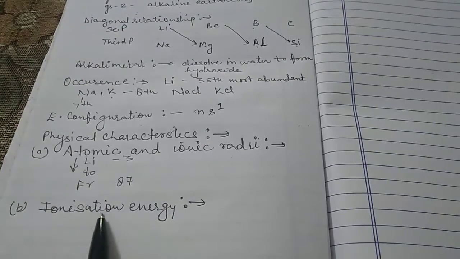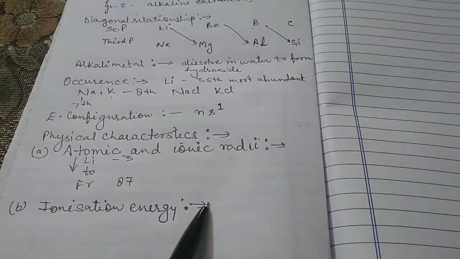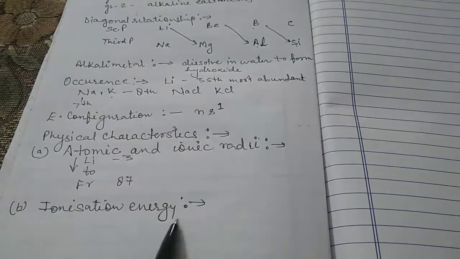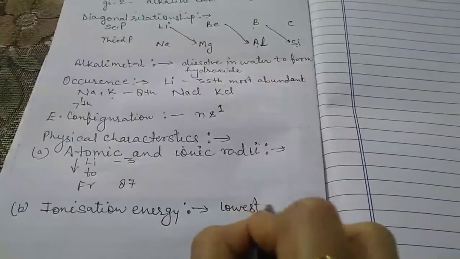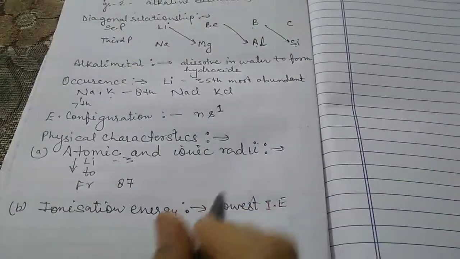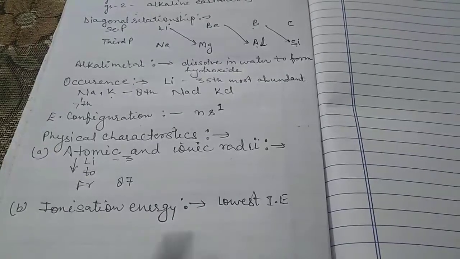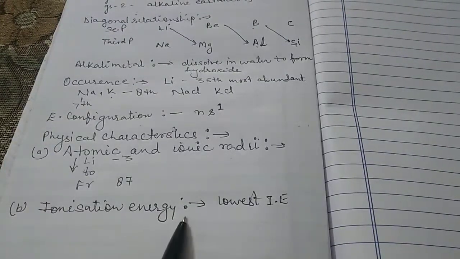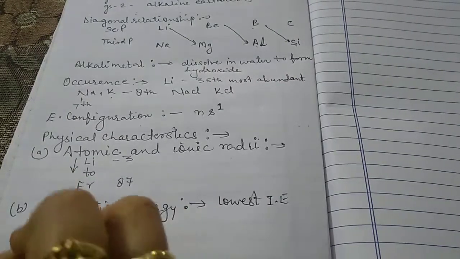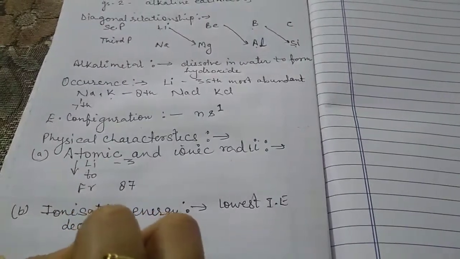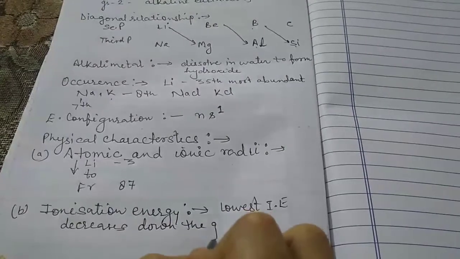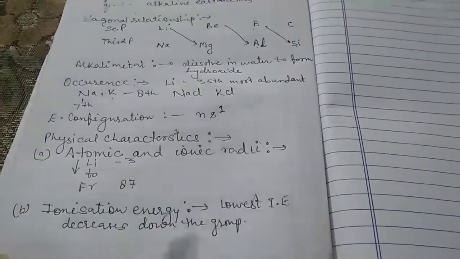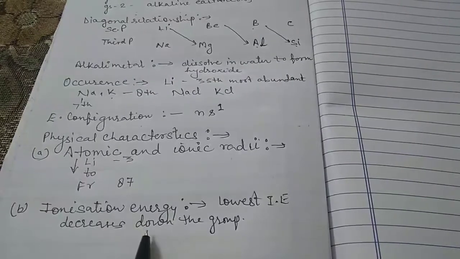Now the next topic is ionization energy or ionization enthalpy. Alkali metals have the lowest ionization energy in each period. Within the group, the ionization energy of alkali metals decreases down the group. The ionization enthalpy decreases down the group.